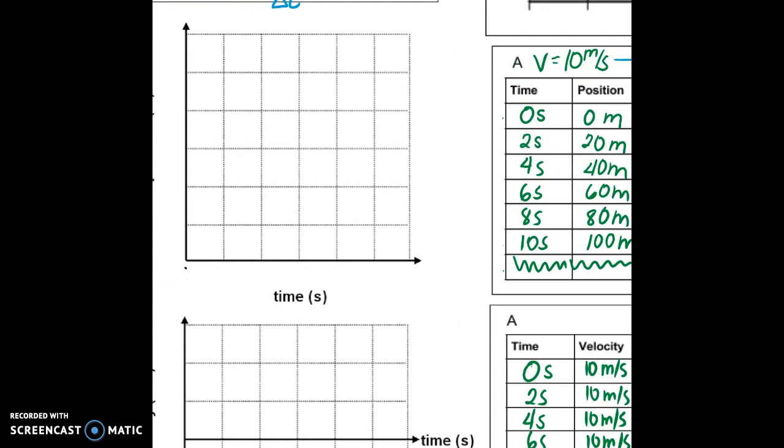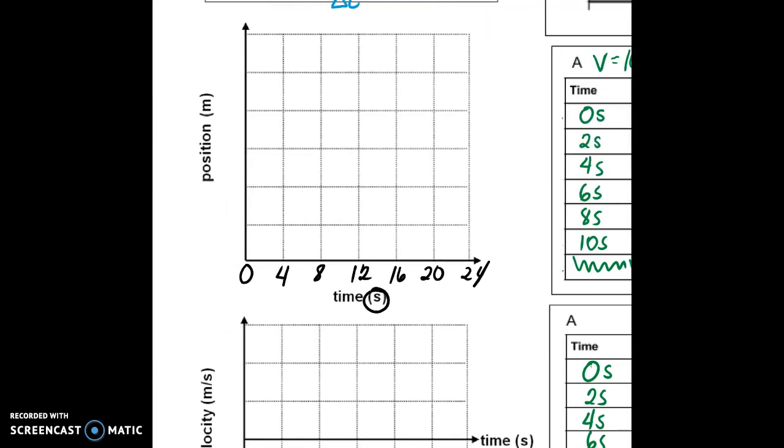Sorry. So 0 seconds, 2 seconds, 4, 6, 8. No, I'm sorry. We're going to go up by 4s. 0, 4, 8, 12, 16, 20, and then 24. This is seconds, okay? And then our position time, since we want to go up to 200, we can go up by 40s as well. So we have 40, we have 80, 120, 160, 200, 240.